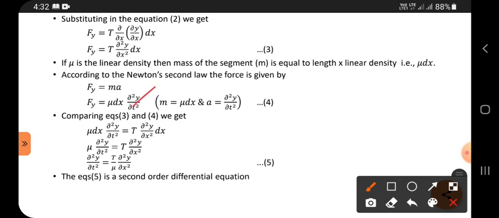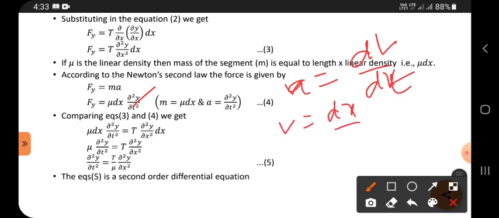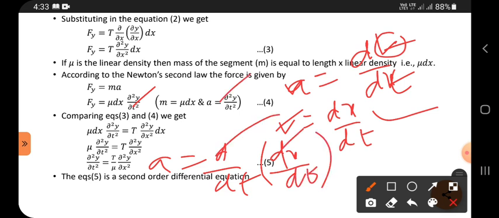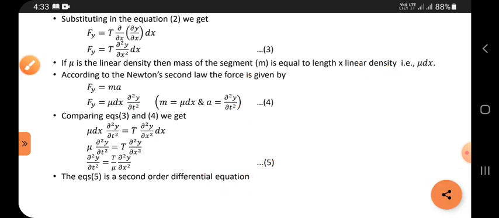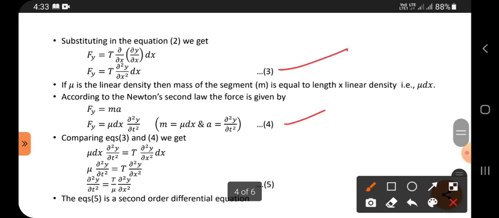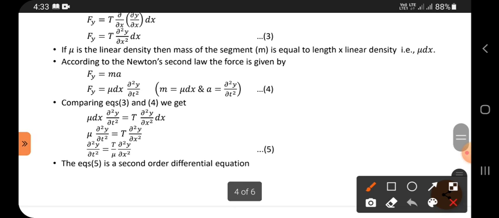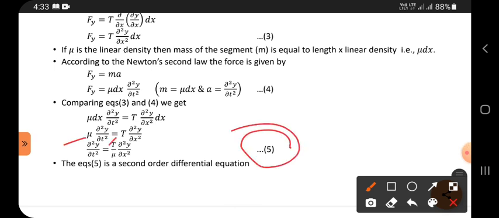A is equal to dv by dx dt, but v is equal to dx by dt. Now substitute this value here: A is equal to d by dt already there, and in the place of v substitute dx by dt. So d into d gives d square, dt into dt gives dt square. Comparing equations 3 and 4, because on both sides we have Fy, these two are also equal. Now this dx gets cancelled, so this is the formula. Now bring mu to that side, then T by mu. Keep it as equation 5.